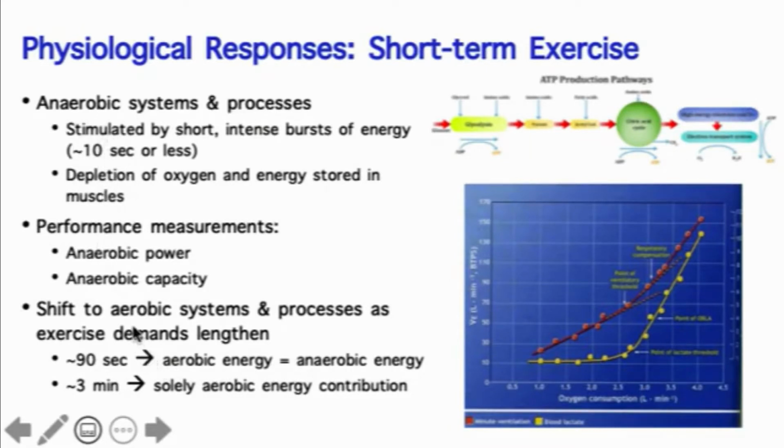So usually we notice this shift to aerobic systems from our anaerobic processes as exercise demands lengthen. So usually around 90 seconds, you start to shift to aerobic, or primarily aerobic energy, which is oxidative processes, but you still have some anaerobic stuff going on. So typically at 90 seconds, we say that these are about equal to each other, although I'm a little bit more biased to say that aerobic energy is the primary contributor to exercise at about 90 seconds.